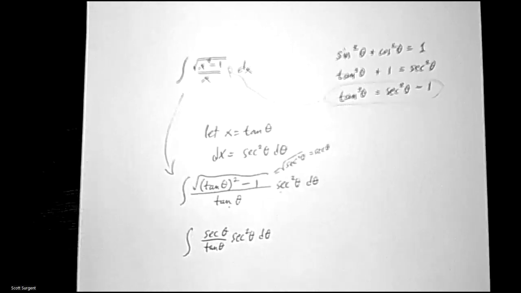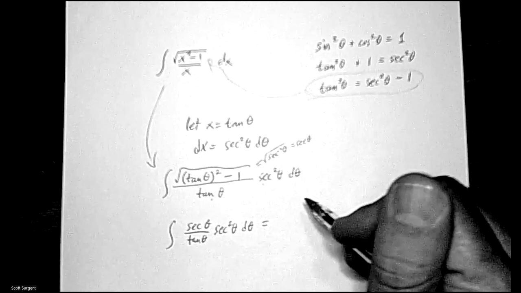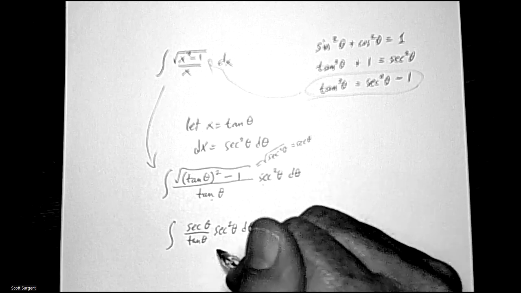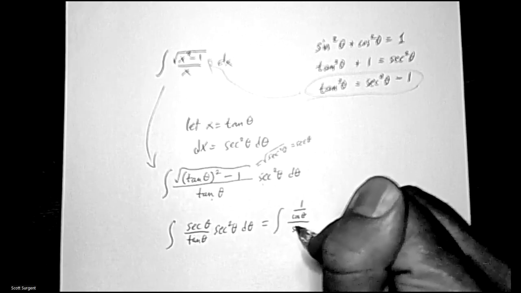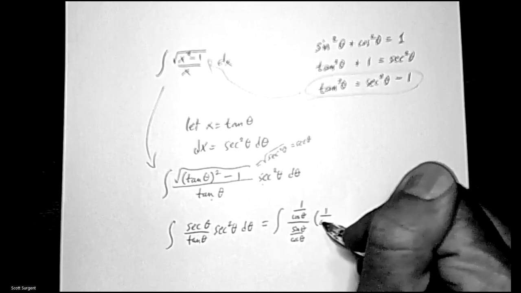Now, nothing jumps out at me right here. So you know what I'm going to do? This is an old trick I used to use: convert everything back into sines and cosines. Let's see what we got. If I do that, I have 1 over cosine, sine over cosine, and then I have 1 over cosine squared.